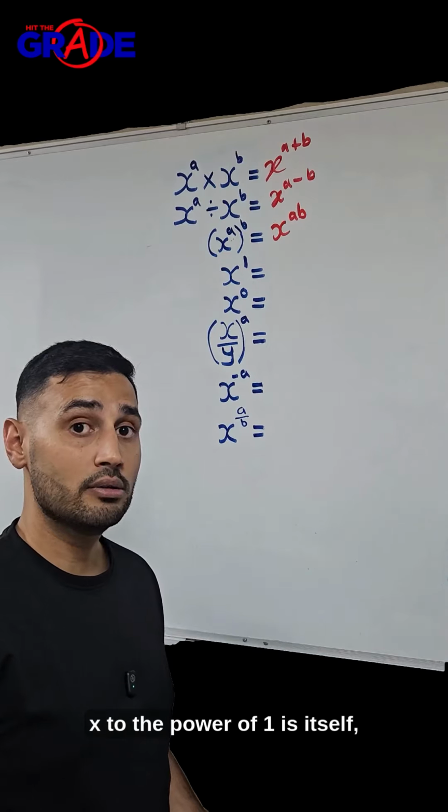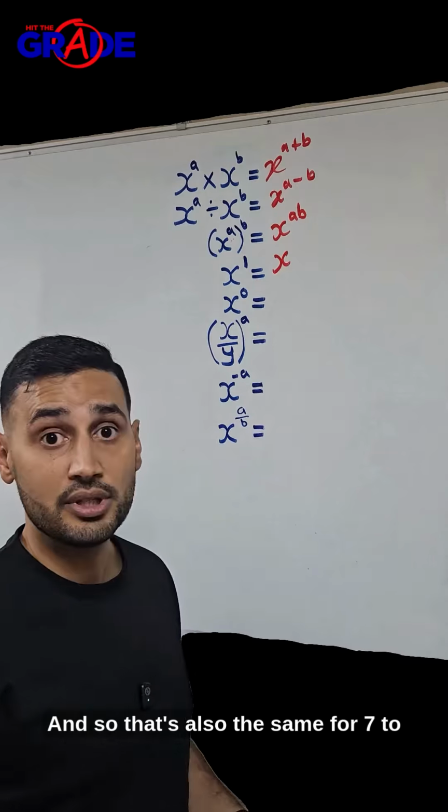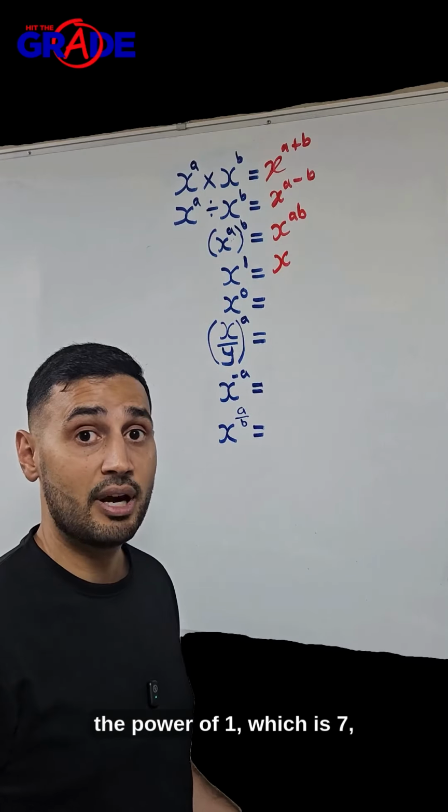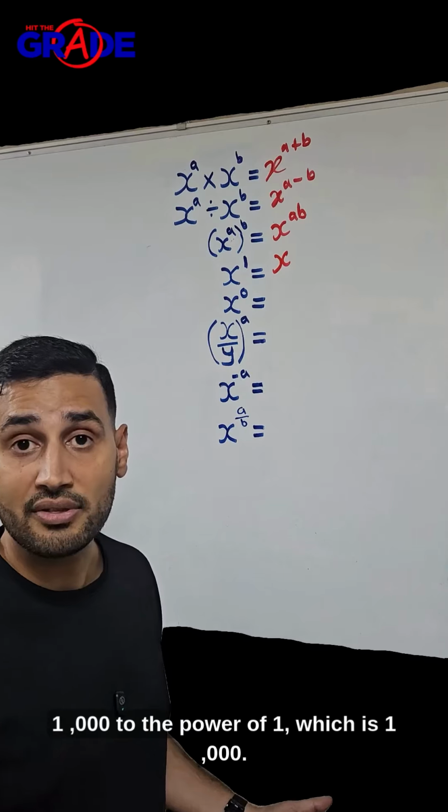X to the power of 1 is itself, and so it's just x. And so that's also the same for 7 to the power of 1, which is 7. 1,000 to the power of 1, which is 1,000.